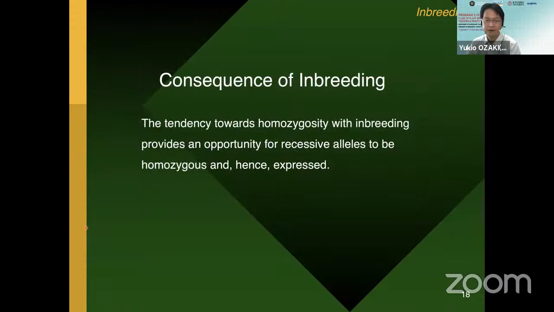The tendency towards homozygosity with inbreeding provides an opportunity for recessive alleles to be homozygous and hence expressed. Whereas inbreeding generally has little or no adverse effect in inbred species, cross-bred species suffer adverse consequences when the recessive alleles are less favorable than the dominant alleles, called inbreeding depression. It is manifested as a reduction in performance because of the expression of less fit or deleterious alleles.